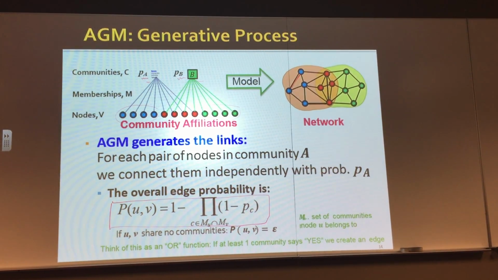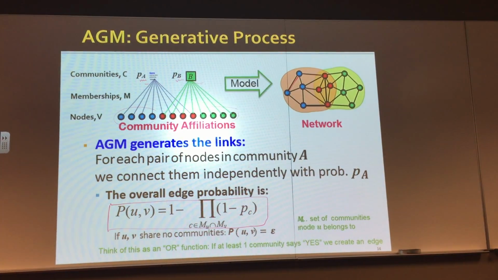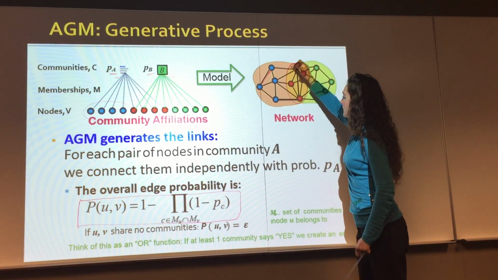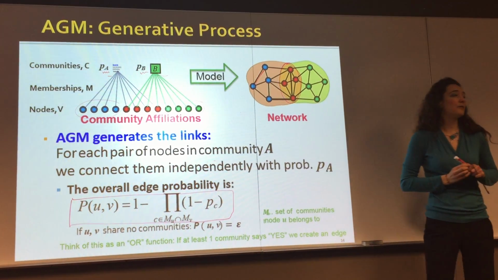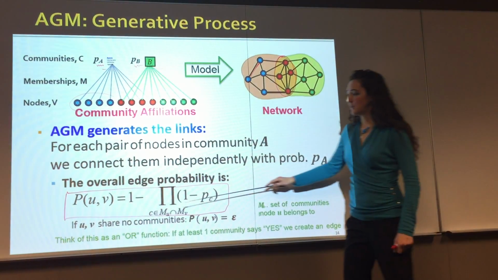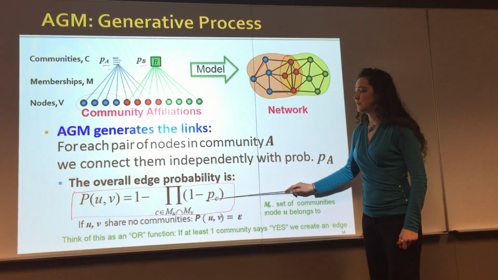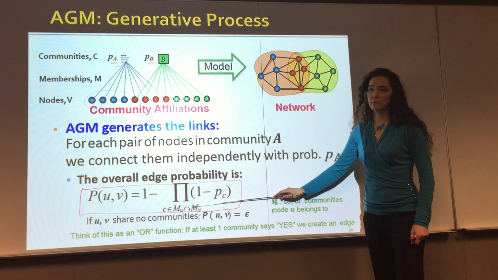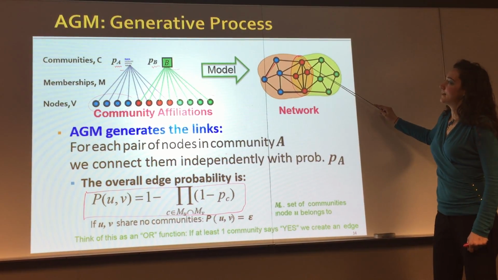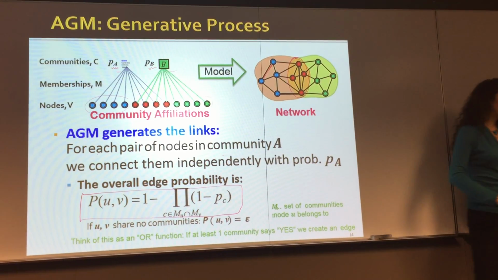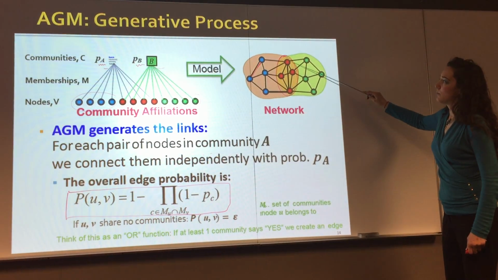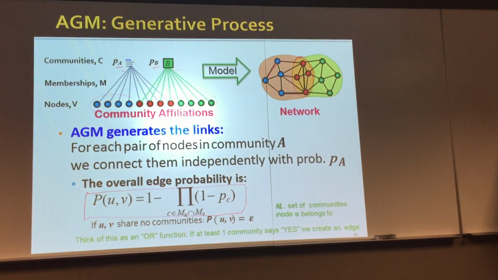So we should place an edge between the two nodes. Now, if they belong to multiple communities at the same time, of course, their likelihood to become friends increases. And again, we're taking 1 minus the communities they do not belong to. So the more communities they belong to, the more their likelihood to connect increases, because you see here, the red ones are more densely connected with each other.